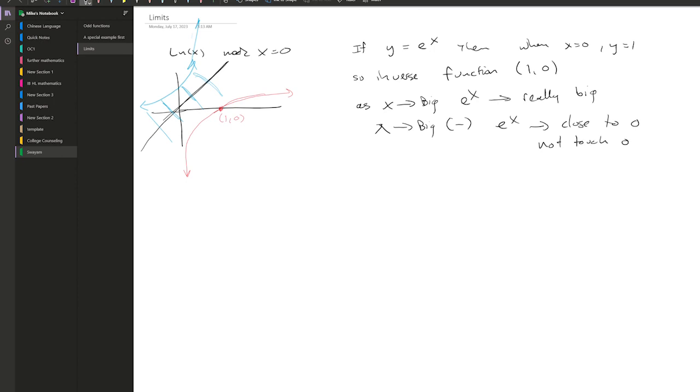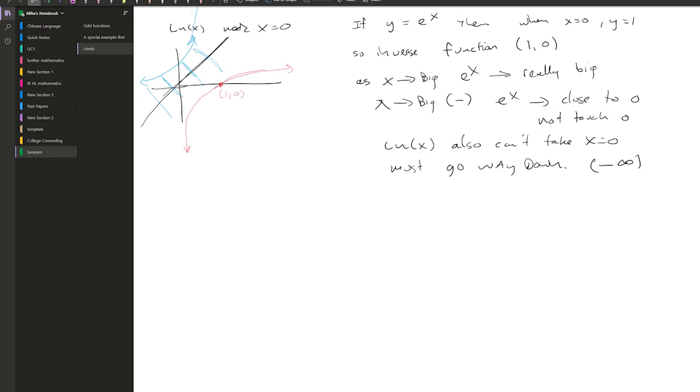So then when we look at that red line, that means that the natural log of x also can't take x equals 0 and must go way down, so towards negative infinity. Okay, so just doing that, we're kind of investigating what happens when I get close. And in this problem we had to use a picture, but you could also use your numbers on your GDC and plug things in and find out that the closer we are to 0, the faster it goes way down.